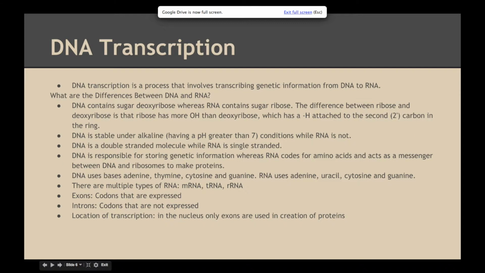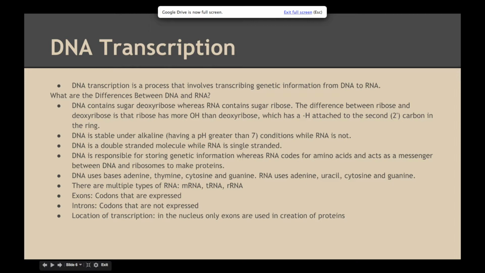DNA is responsible for storing genetic information, while RNA codes for amino acids and acts as a messenger between DNA and ribosomes to make proteins. DNA uses bases adenine, thymine, cytosine, and guanine. RNA, however, uses adenine, uracil, cytosine, and guanine. There are multiple types of RNA, such as mRNA, tRNA, and ribosomal RNA.